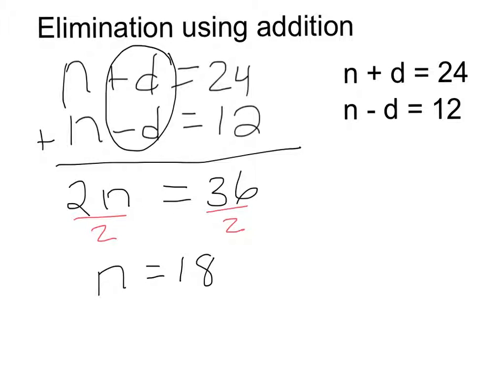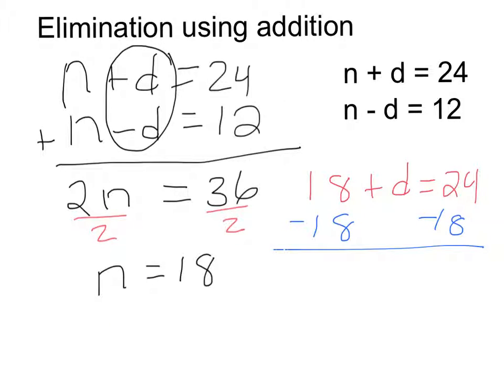At this point, we take our 18 and we plug it into either the first or second equation. We can go ahead and select. I'll choose the first equation. So we have 18 plus d equals 24. At this point we want d on its own, so we subtract 18 from both sides, and you end up with d equals 6.